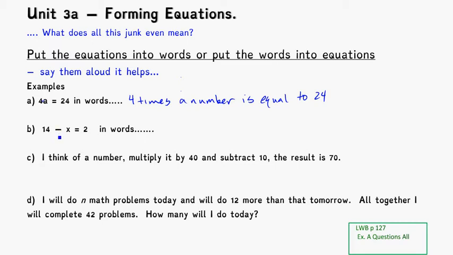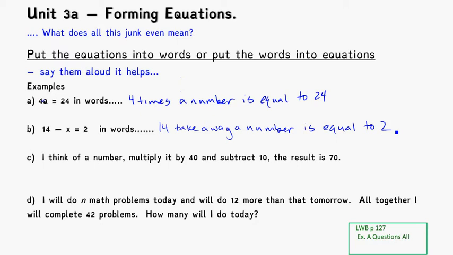So 14 minus x is equal to 2. So in words, that's 14 take away a number is equal to 2. Okay, not too hard. 14 minus what's going to give you 2? Well, 14 minus 12 would give me 2, so I know in this case x is equal to 12.